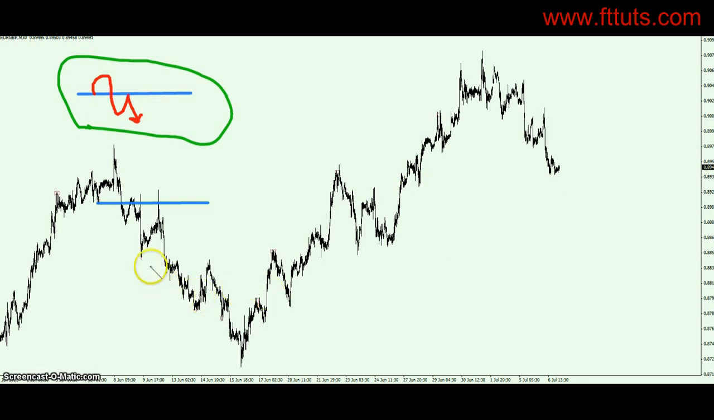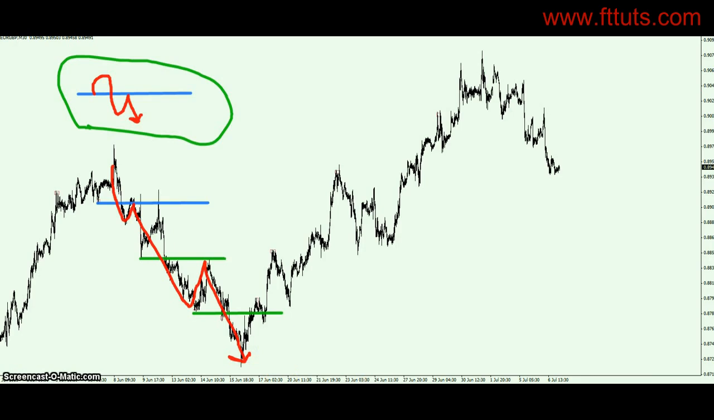If we go and mark the support levels on this chart, we can see that as price navigated its way through the levels, we have a breach of the support becomes resistance, and we have trend continuation, breach of the support becomes resistance, and we have trend continuation.